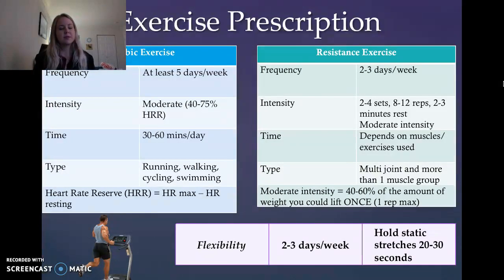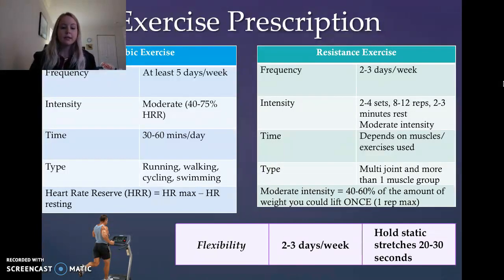The exercise prescription would look something like this. At least 5 days a week, she would be performing any kind of aerobic exercise. It would be moderate, so 40 to 75% heart rate reserve. At the bottom of the chart, I defined heart rate reserve as your heart rate max minus heart rate resting.